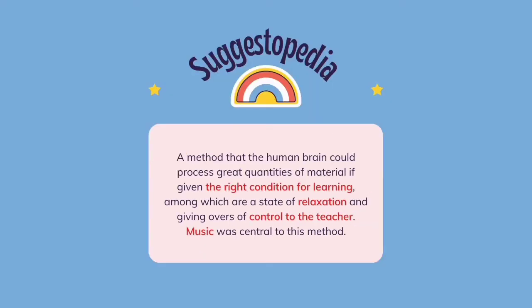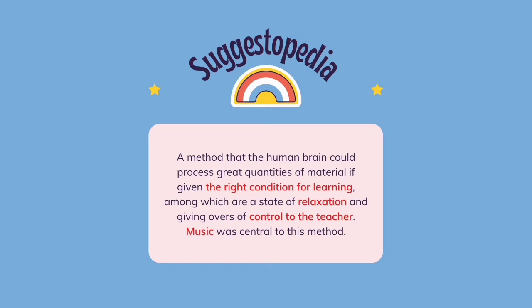Hello, my name is Fathul Ulum and I'm here as the second speaker. I will talk about the next topic, that is Suggestopedia. What is Suggestopedia? Actually, this method was derived from the Bulgarian psychologist Georgi Lozanov in 1979. Suggestopedia is a method based on the idea that the human brain could process great quantities of material if given the right conditions for learning, among which are a state of relaxation and giving over of control to the teacher.